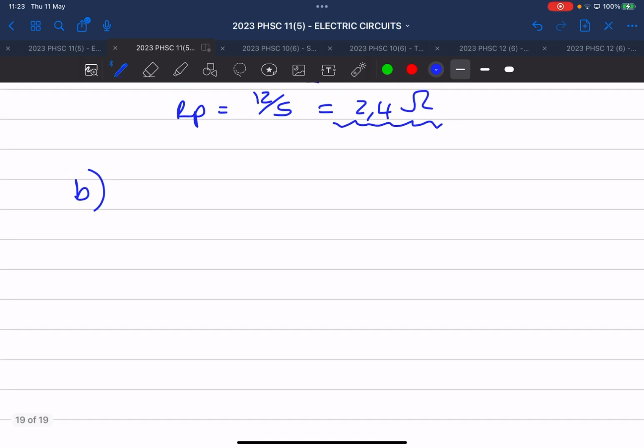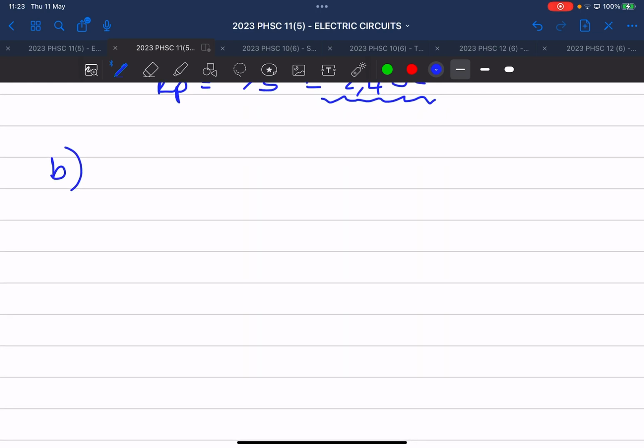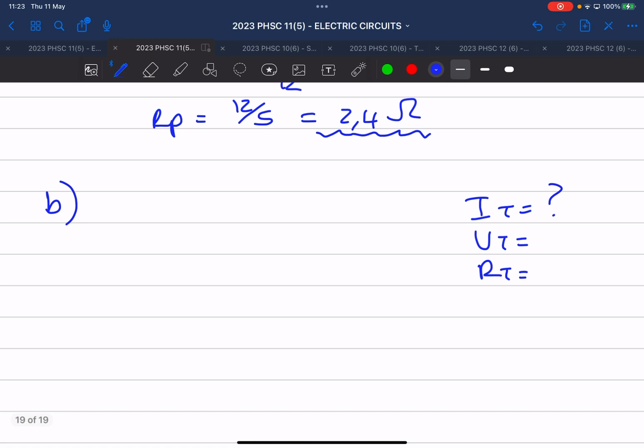Okay, so at question B, guys, shh, I can't focus. I am very easily distracted. Okay, so at B, they ask what is the total current that goes through the battery. So for that, I need the total volts and the total resistance.